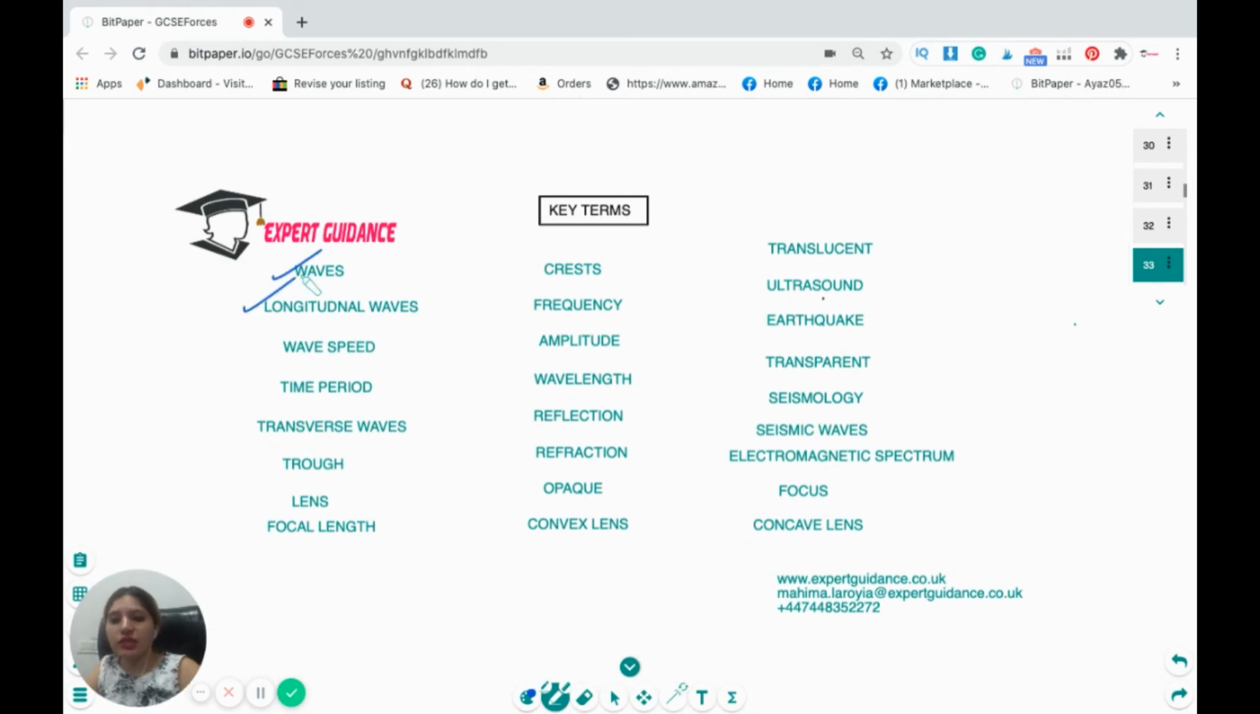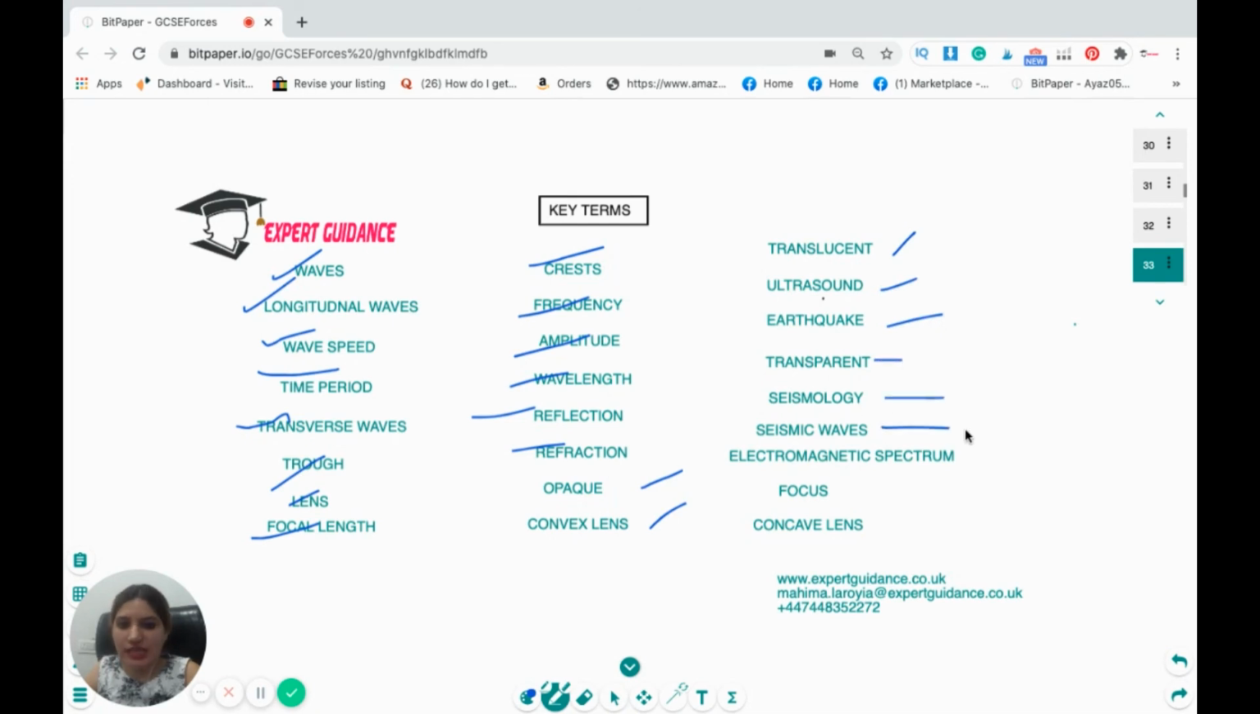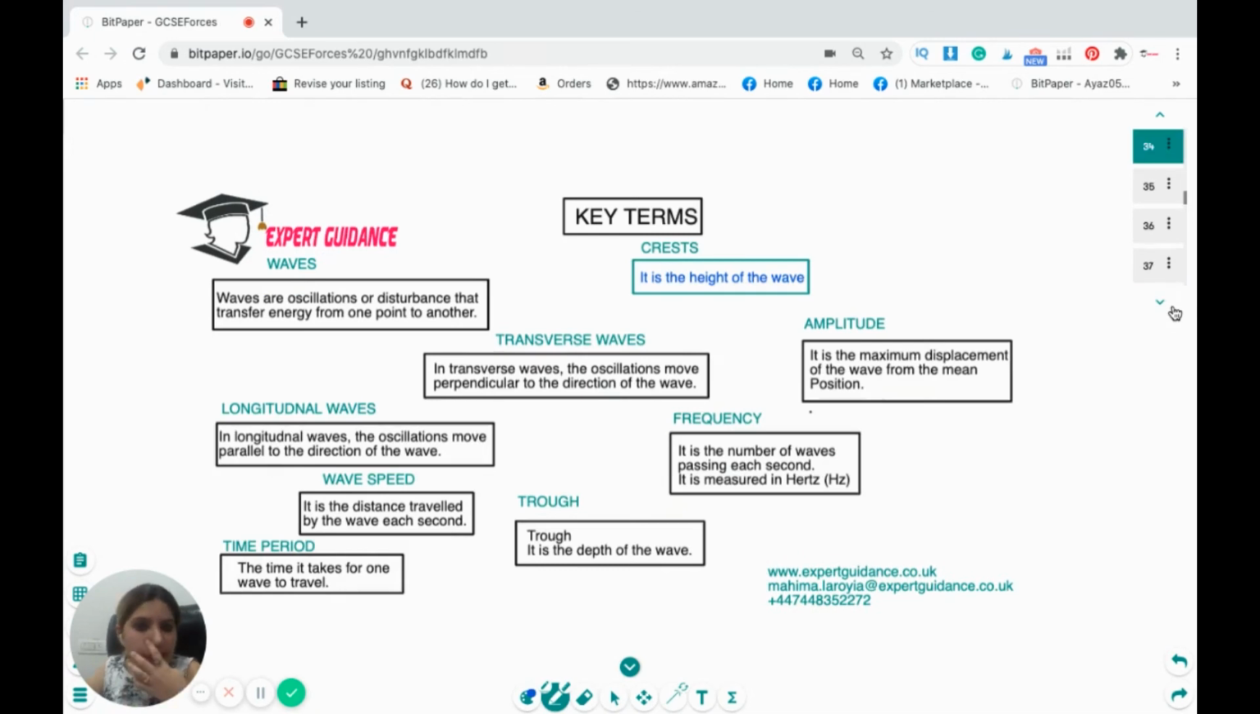What are waves? Longitudinal waves, wave speed, time period, transverse wave, the trough, the lens, the focal length, the crest, frequency, amplitude, wavelength, reflection, refraction, opaque, convex lens, translucent, ultrasound, earthquake, transparent, seismology, seismic wave, electromagnetic spectrum, focus and concave lenses. You can pause the video, have a go at these definitions.